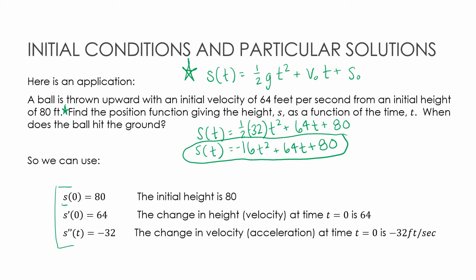I know S of 0, which means position at time 0, is 80. I know S prime, remember S prime of t is velocity, so the velocity at time 0 is 64. And then I know S double prime, which is the acceleration, is negative 32, because that's what we use for acceleration due to gravity. So those are all my initial conditions that I'm going to use on the next page. So keep those in mind because I didn't rewrite them.